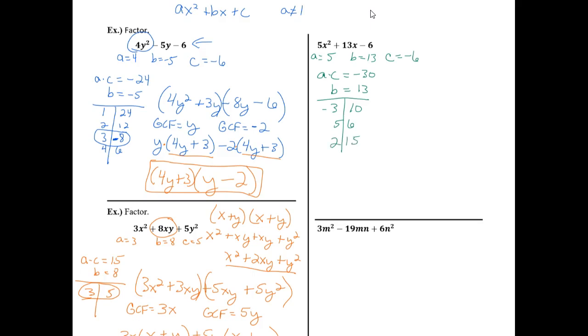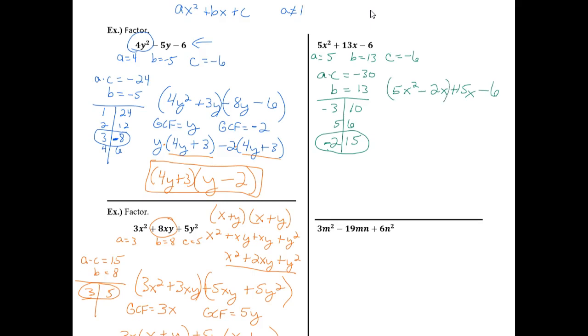2 times 15 would give me 30. And if I put the negative with the 2, it would add up to positive 13. So these are actually the factors that we want. Alright, I keep the first term the same. I rewrite the middle term as negative 2x plus 15x, right? So negative 2x, positive 15x would add to the positive 13x. And the last term stays the same.